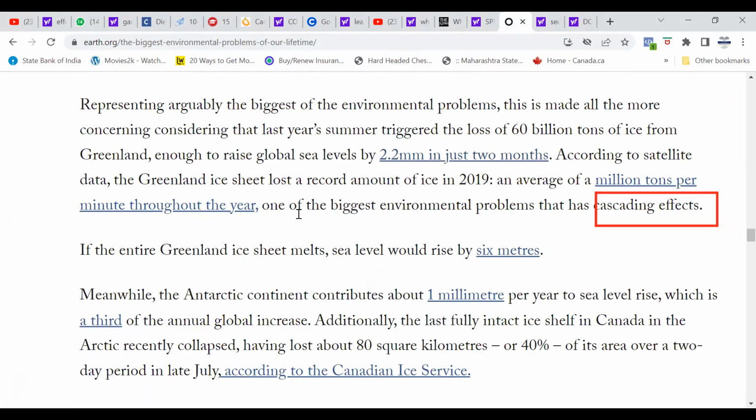So what they have written is that it is one of the biggest environmental problems that has a cascading effect. That means if the ice melts, the next thing that happens is sea level rises. Then cities will get submerged, and the human population will move towards interior places, so we'll have more problems. Also there will be upheaval in the water composition, so many animals will have to adapt, or they might die. If the ice sheet melts, the polar bear may not get anything to hide and will die. A lot of things are connected. Cascading effects. Are you with me?